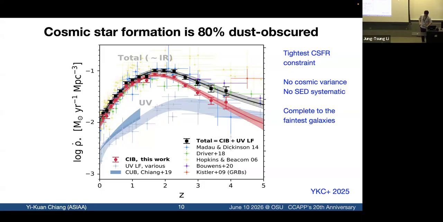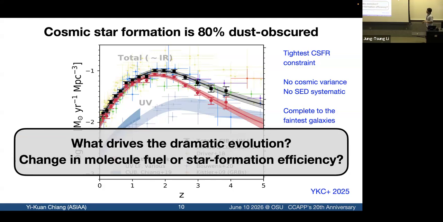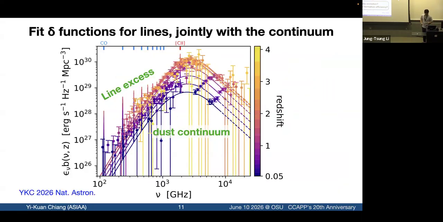Okay. And so now, again, the big question of this evolution of star formation history is what drives this dramatic evolution from cosmic noon to present day? So is it because of the change in molecular gas as a fuel of star formation, or is it a change of star formation efficiency, so converting gas into stars? To answer this question, we really want to probe the CO background because it's a tracer of the molecular gas, which is connected to these tiny features of CO lines on the low frequency side.